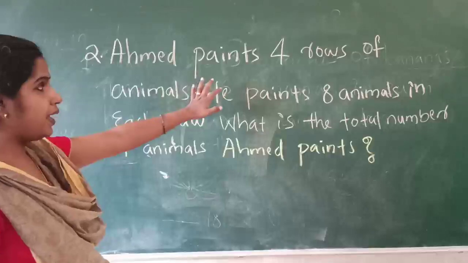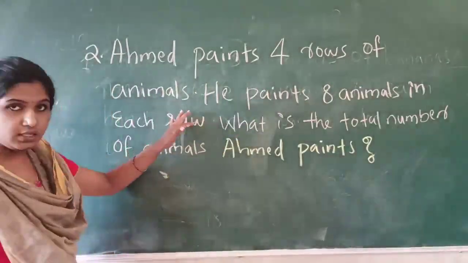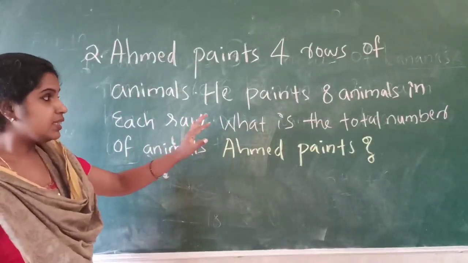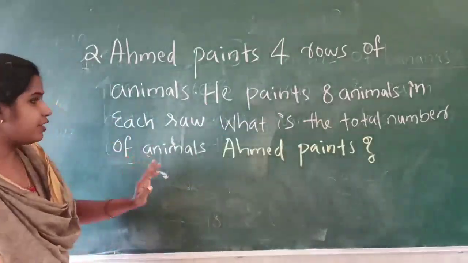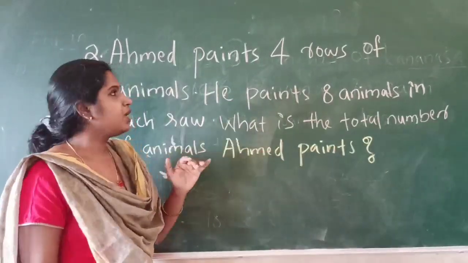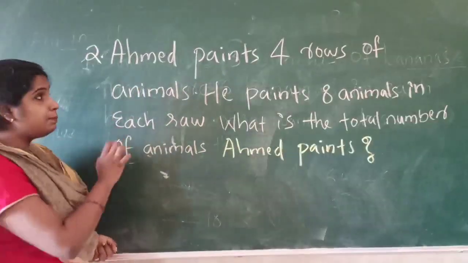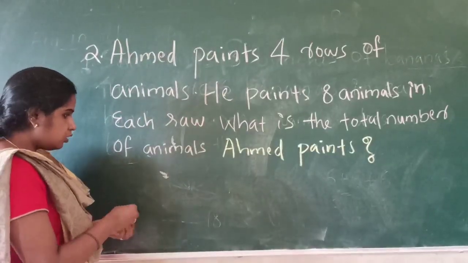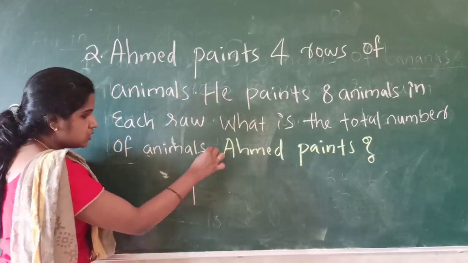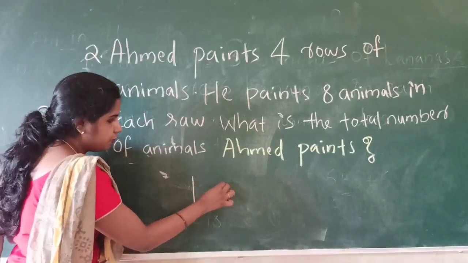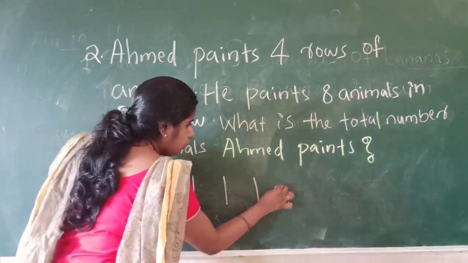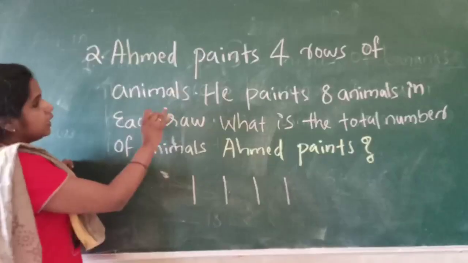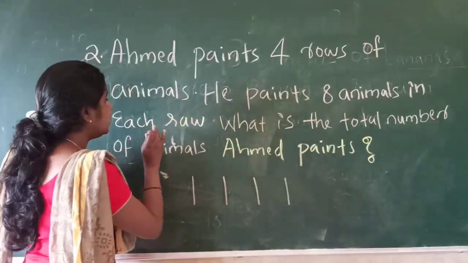Ahmad paints 4 rows of animals. He paints 8 animals in each row. Then what is the total number of animals Ahmad paints? Let's see one by one. Ahmad paints 4 rows of animals. A row means this kind of line. 4 rows means this is a row, second row, third row, fourth row. 1, 2, 3, 4 rows. Then he paints 8 animals in each row.